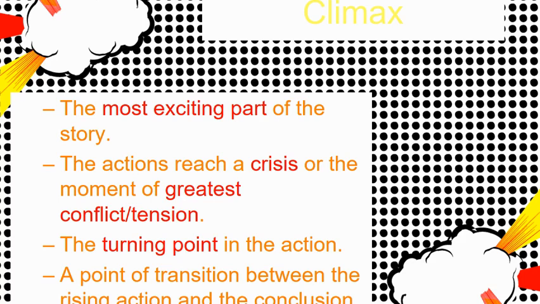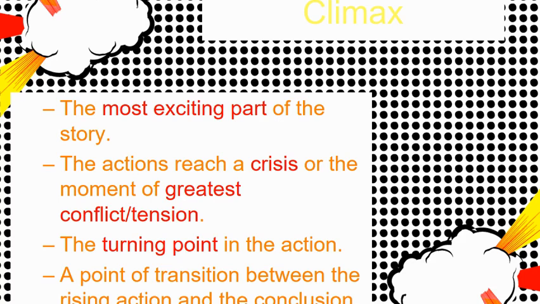The climax is the most exciting part in the story. When you look at a plot diagram, this is the tip top, right, of either the hill or the roller coaster or however you see it. And this is where the action reaches a crisis, or the moment of greatest conflict and tension. It is also considered to be the turning point in the action, so it's where things start to shift.